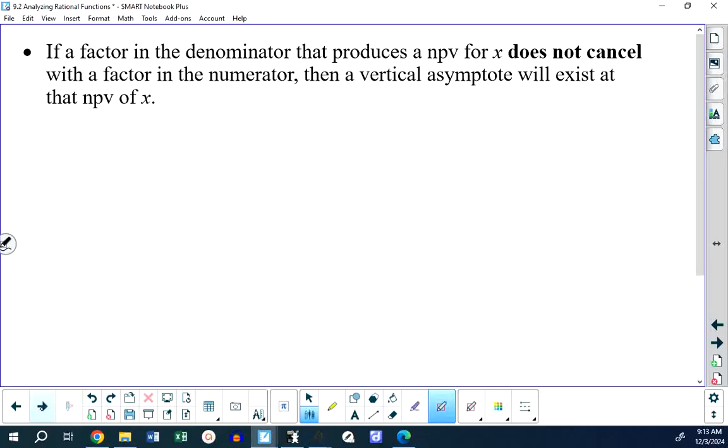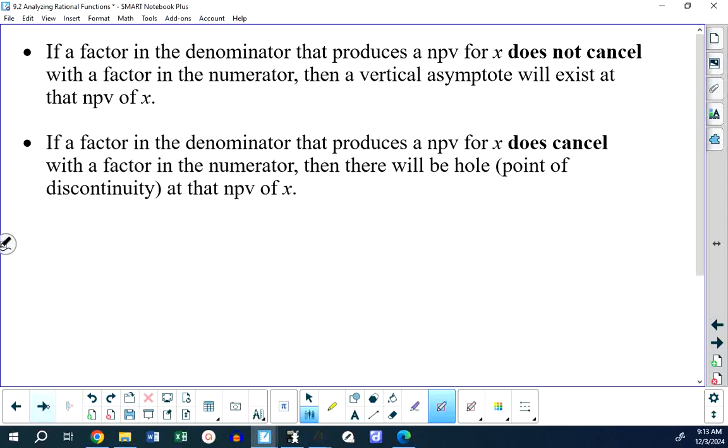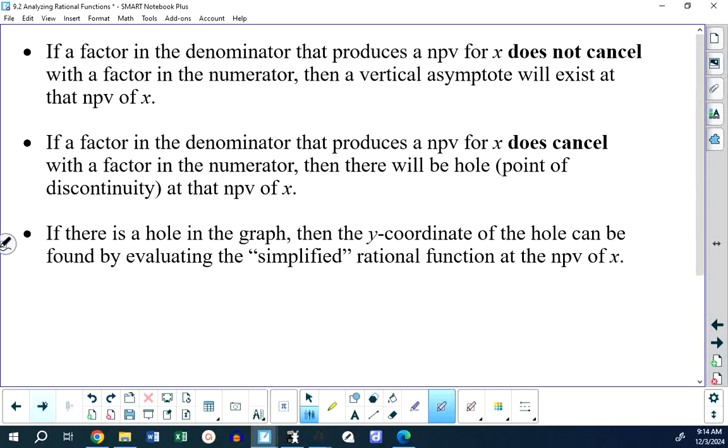Bottom line is you have a factor in the denominator that produces a non-permissible value. If that factor does not cancel, you will get a vertical asymptote at that non-permissible value. If that factor does cancel, then you will get a point of discontinuity at whatever the non-permissible value of x is, or a hole. Very often, you need to determine the y-coordinate of that point that is not in the set of points of the function. What you do is you put the non-permissible value of x into the, quote, simplified form of the rational function.